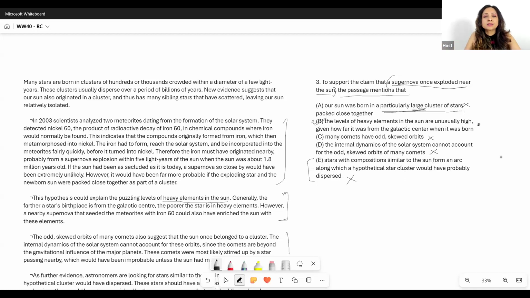This is a fact that supports the supernova hypothesis, right? So whenever we make a claim or a hypothesis, how do we provide support to it? We find out facts around it, right? That, oh, it is consistent with this. Oh, we observe this in nature, and this strengthens our hypothesis that, okay, maybe this happened, right? So that is what is given over here.